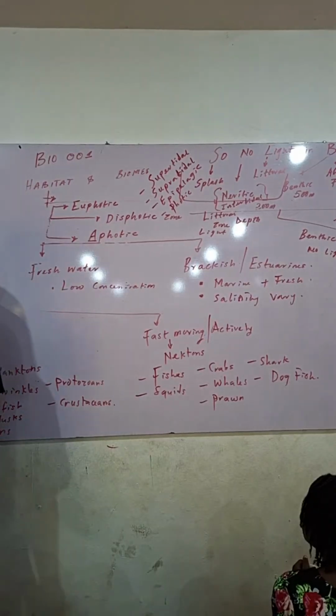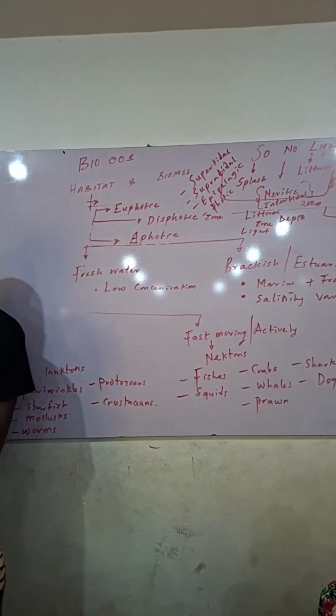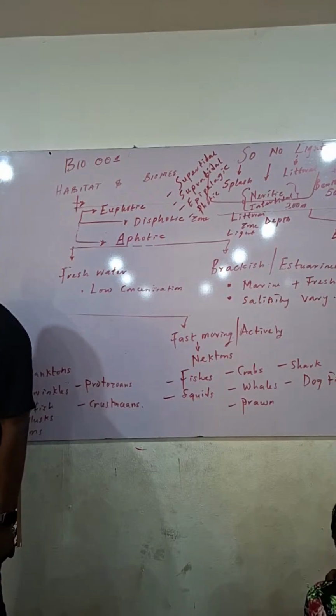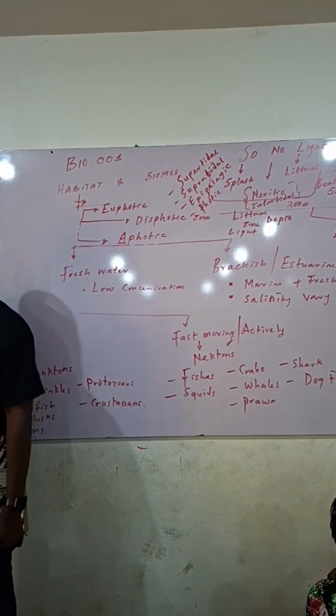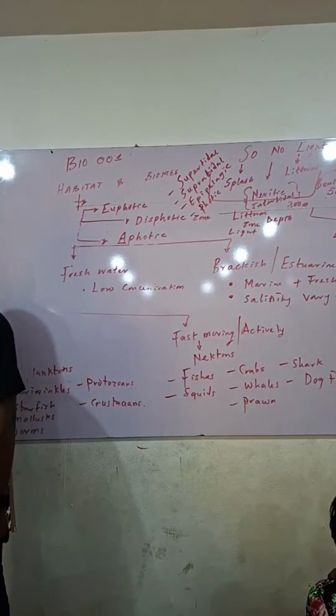So I said littoral zone is also called what? It's also called subtidal, and it is also called twilight zone.